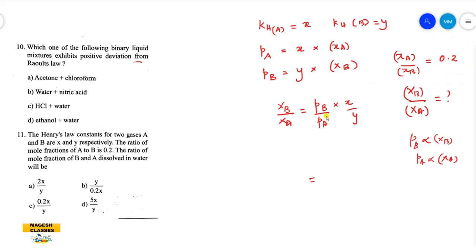The partial pressure of B is proportional to the mole fraction of B, and the partial pressure of A is related to the mole fraction of A. So we can write the x of B upon x of A is equal to the reverse of this, 1 by 0.2 into x upon y. So this is equal to x by 0.2y, multiplied by 5. This will be 5x by y. So the answer is D.